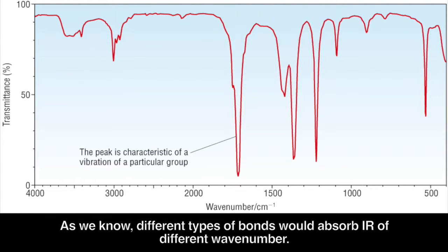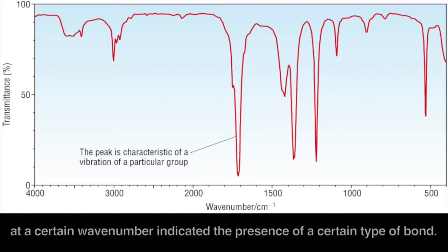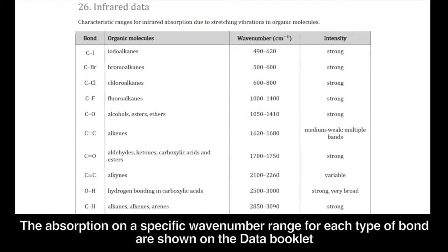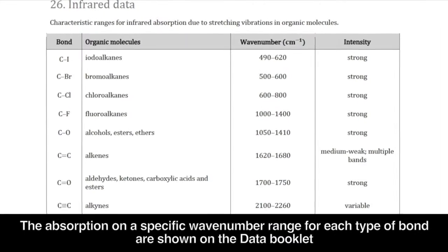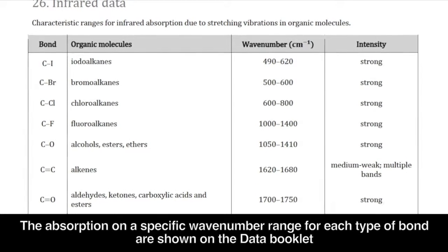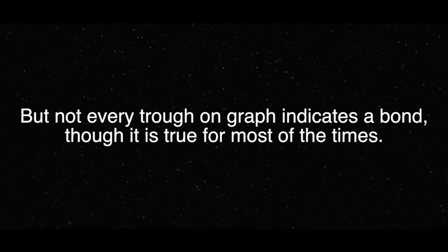As we know, different types of bond would absorb IR of different wave numbers. Now from the graph, the low transmittance, which means high absorption, at a certain wave number indicates the presence of a certain type of bond. The absorption in a specific wave number range for each type of bond is shown in the data booklet. But not every dip on the graph indicates a bond, though it is true most of the time.